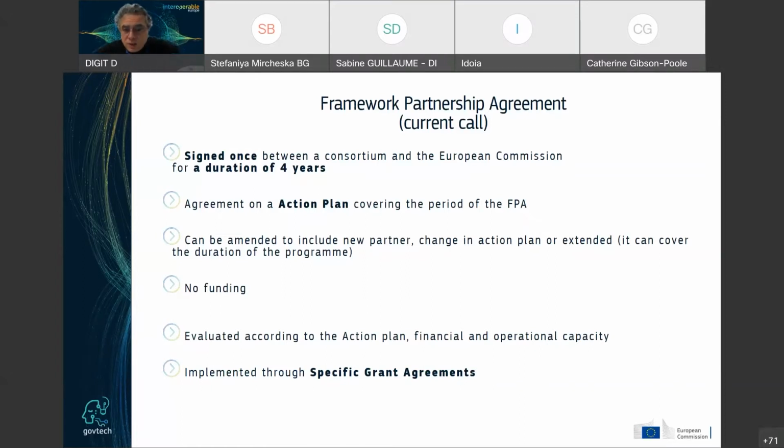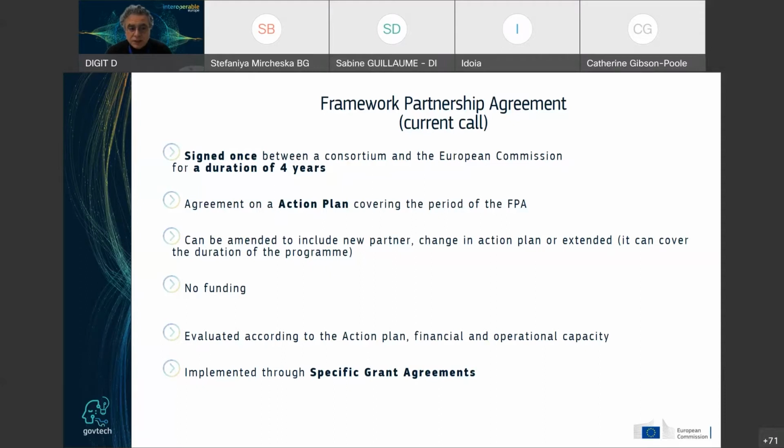The agreement will be based not on execution of tasks, but on an action plan that will be covering the period of the framework partnership agreement. Later, it can be amended, adding new partners, probably an adjustment in the action plan, or an extension to have it covering the last 3 years of the program. There is no funding associated to that, so this is an important point. There is directly no funding when you sign the FPA.